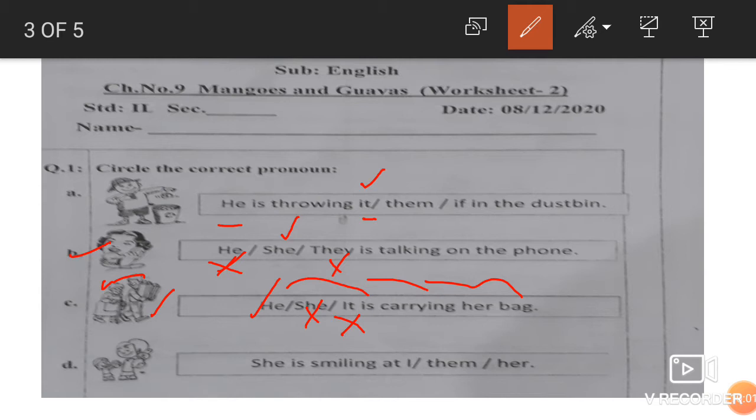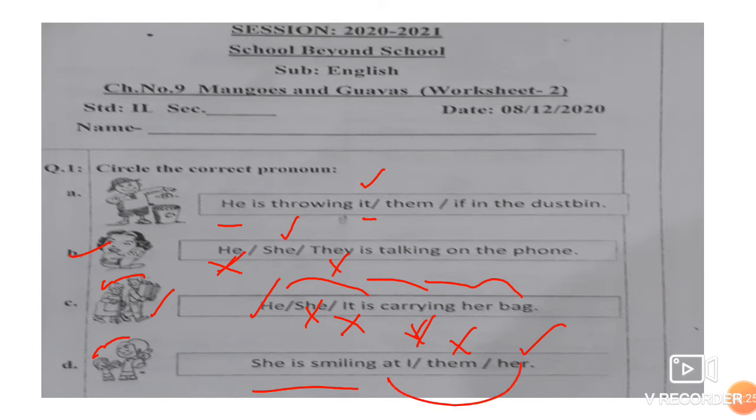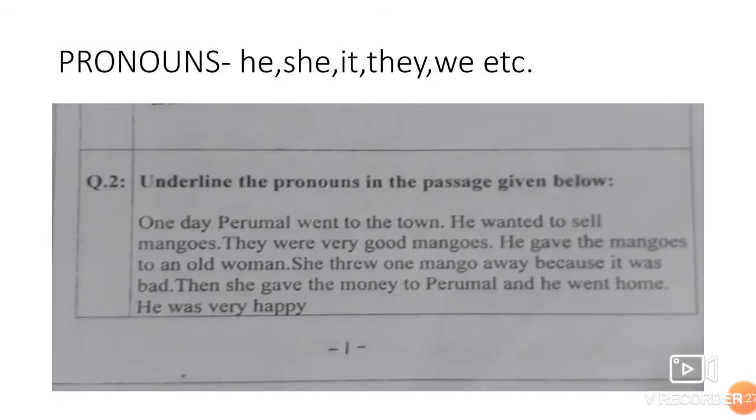Next, now this big girl is looking at a smaller one and she is smiling, and the other one is smiling at her. Small girl is there. So for her you will use her. Them will not come, I will not come either. Them means many. No one else is there, only one is there in front of her, only her. So she is smiling at her. Is that clear? She is smiling at her.